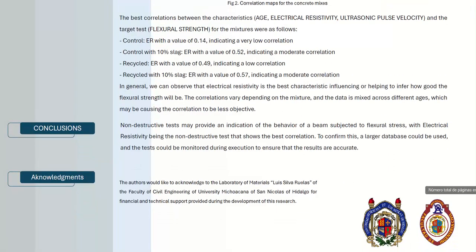Conclusion. Non-destructive tests may provide an indication of the behavior of beams subjected to flexural strength, with electrical resistivity being the non-destructive test that shows the best correlation. To confirm this, a larger database could be used, and the tests could be monitored during execution to ensure that the results are accurate.